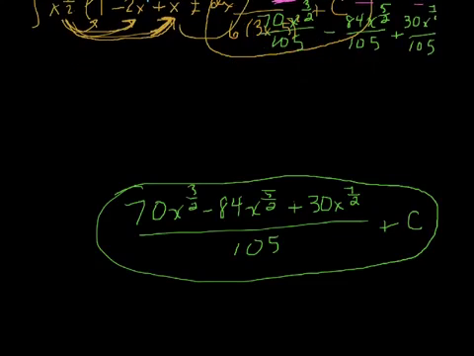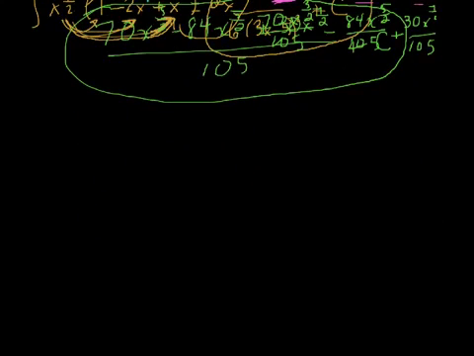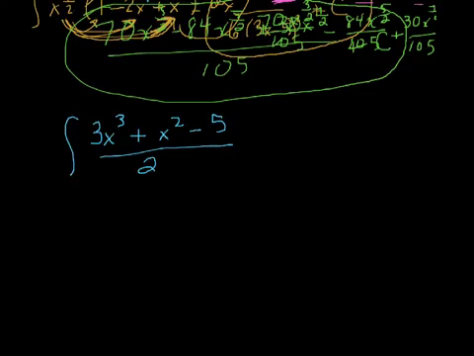One more problem. Okay, so remember this is a method. Sometimes you're going to have to rewrite. So what if it starts off like this? 3x to the 3rd plus x squared minus 5, all over 2x squared. Okay, let's say we have that dx, right?